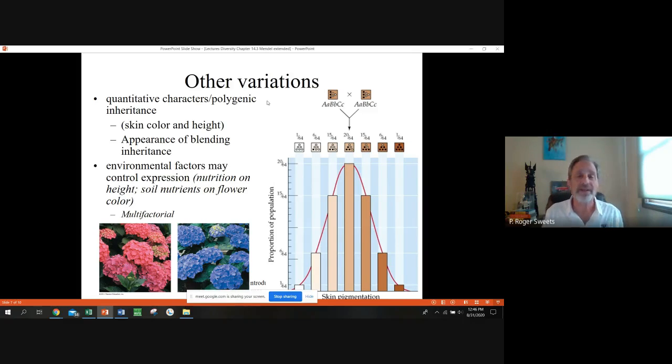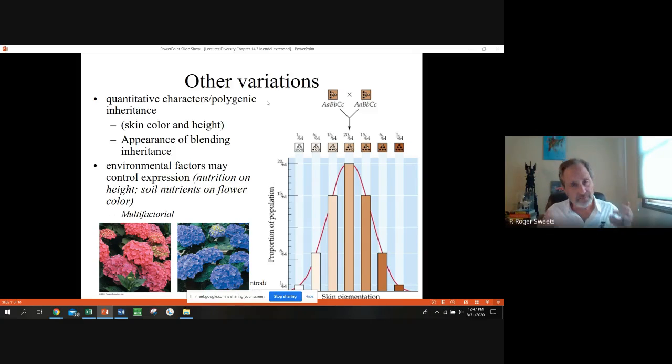Things we might take for granted as being decided by genetics, like the red of a northern cardinal, are actually decided by what they eat. So diet is a big part of the color. So these are what we call multifactorial. In other words, we have a couple of different factors, genetics and environment, that go into deciding what that phenotypic expression is going to be.